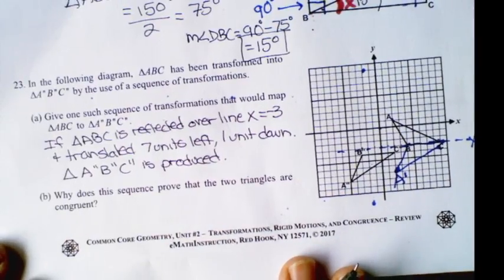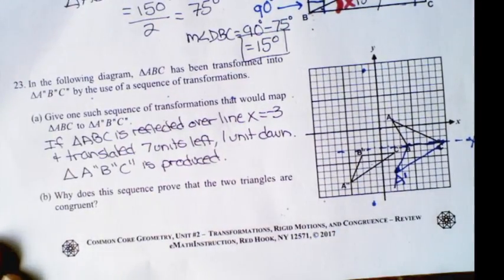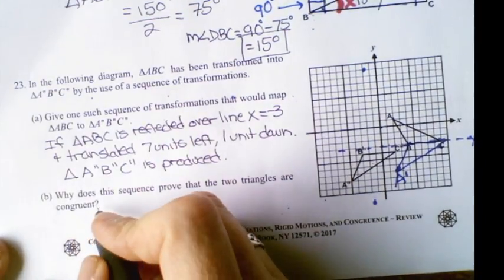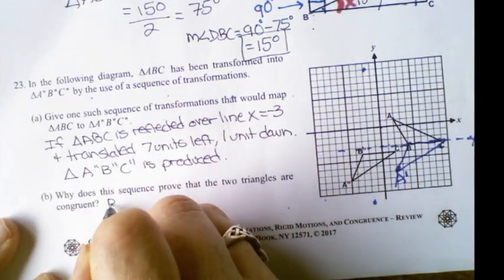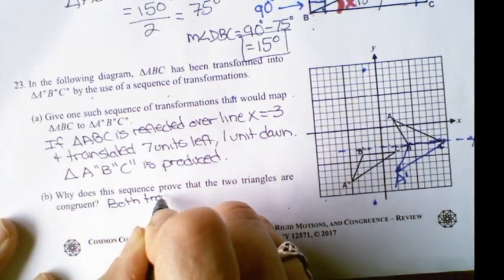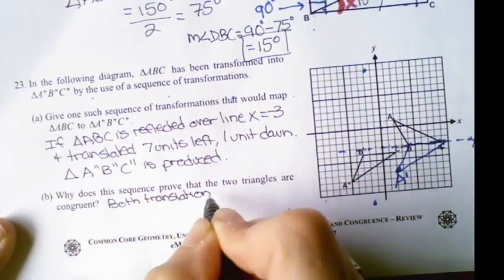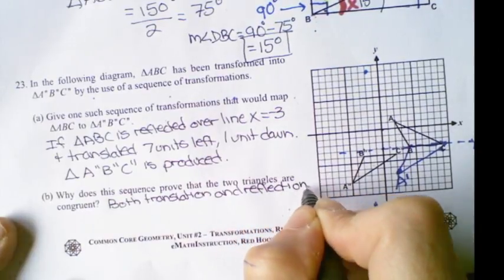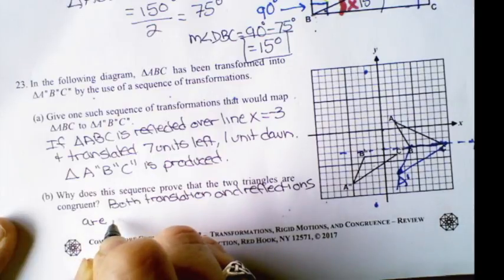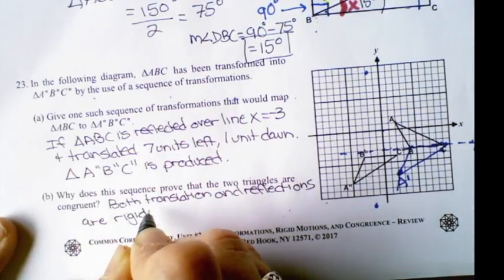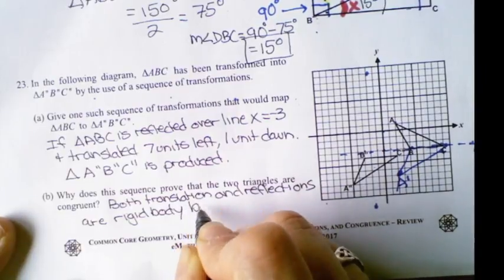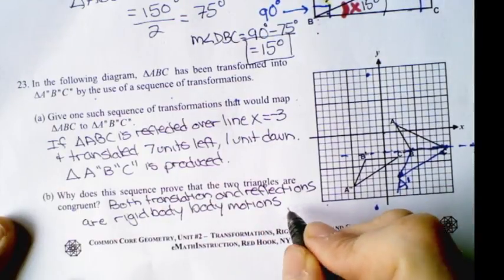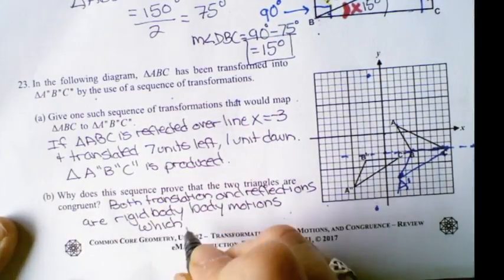Why does this sequence prove the two triangles are congruent? We haven't changed any of the dimensions of these triangles. We've simply reoriented them in space. And again, it comes down to the idea that both translations and reflections are rigid body motions, which preserve the shape and size of the object.